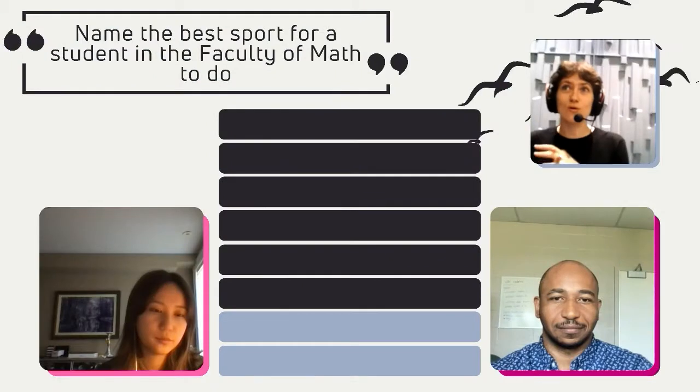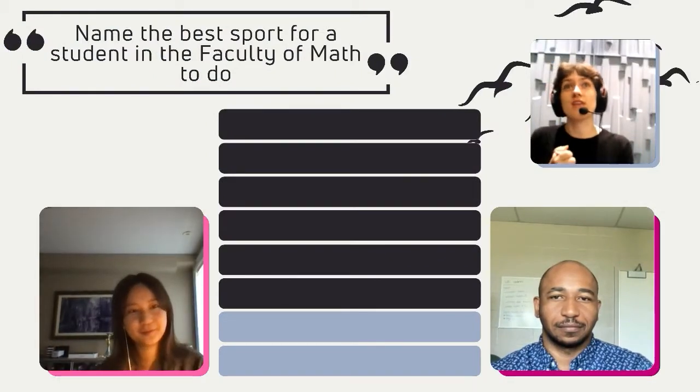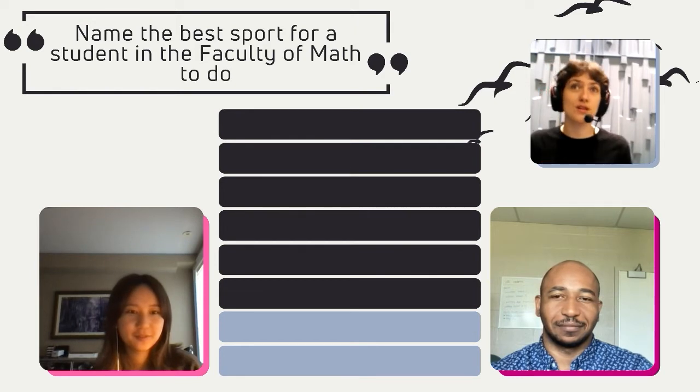Okay, and now back to our regularly scheduled programming. So now that we've talked about stress, and some of the other things related to stress, Dan mentioned earlier that a way he enjoys to de-stress is sports and activities. So now we polled different math students on what the best sport is that they thought a student in the Faculty of Mathematics should do.